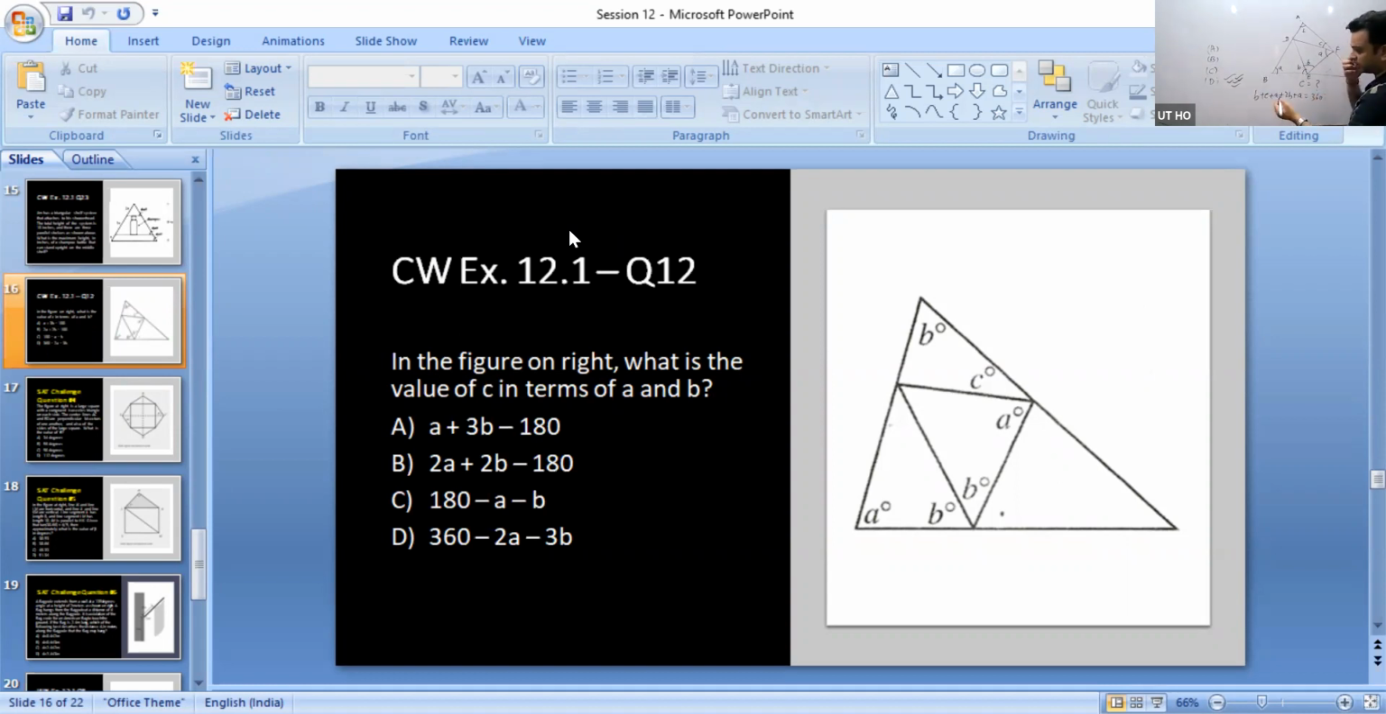So we have to find the value of C. So C will be equal to 360, and this A plus A is 2A, so it will be minus 2A. And this 2B plus B is minus B. So option D. Correct? Yes.